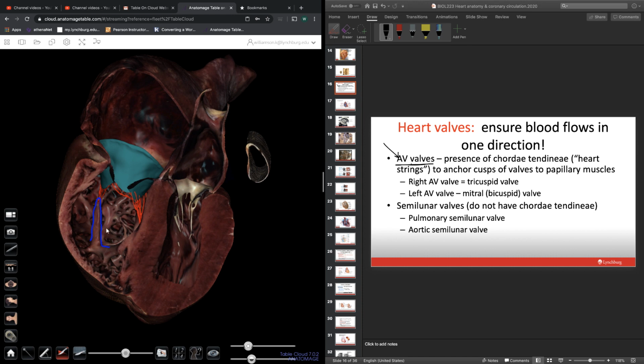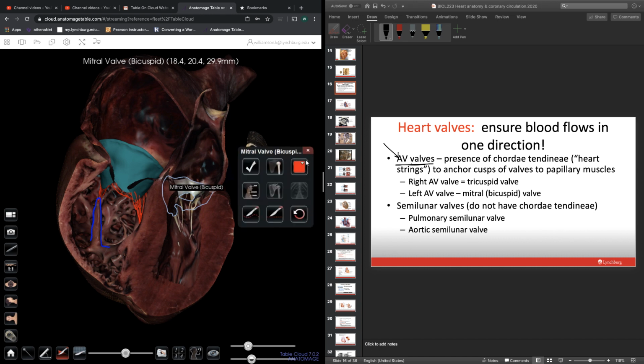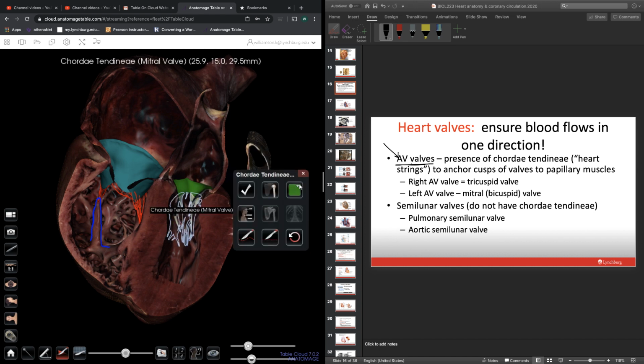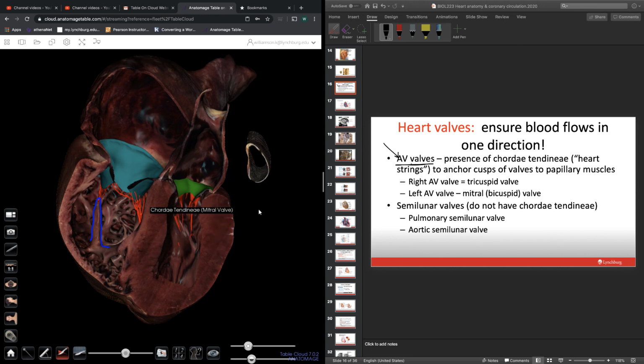We see the same setup on the left side of the heart with the left AV valve, otherwise known as the mitral valve or bicuspid valve. It also has chordae tendinae, which I will color so that we can see them, and they are also anchored to papillary muscles in the left ventricle.